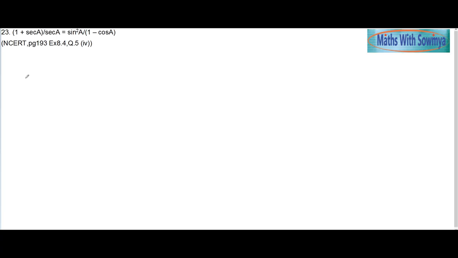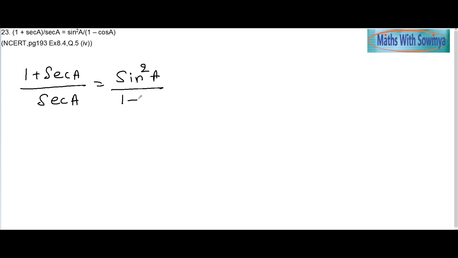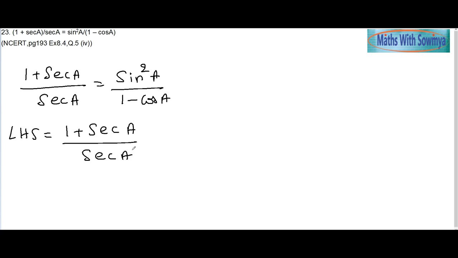Next sum. Here we are getting 1 plus secant A divided by secant A, and this is equal to sin square A by 1 minus cos A. So we will start with the LHS. LHS is equal to 1 plus secant A divided by secant A. On the right hand side, what we require is sin and cos. So we know secant is nothing but 1 by cos A, and here also secant A, write it as 1 by cos A.